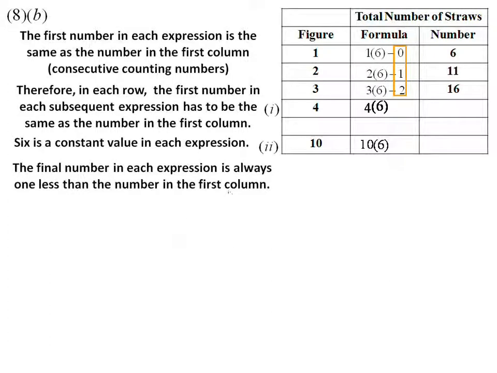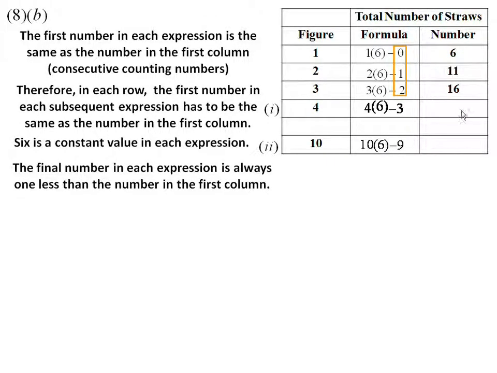The final number in each expression is always 1 less than the number in the first column. So we have 1 less than 1 is 0. 2, 1 less than that is 1. 3, 1 less than that is 2. Therefore, we expect to have a minus 3 right here and a minus 9 right there.